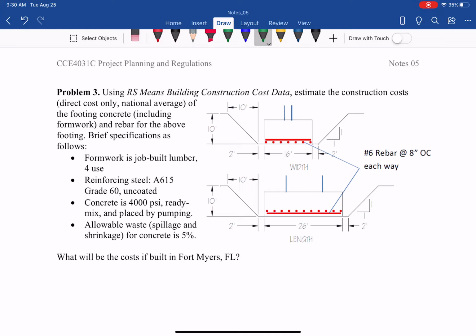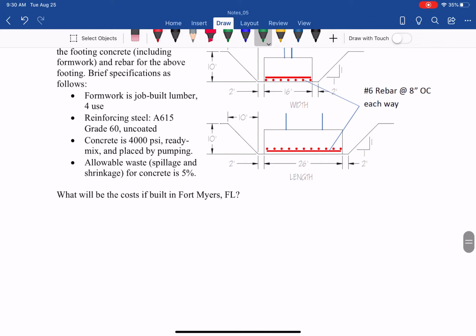So that is the problem. As you can see, to estimate the cost, there are 2 components we need to determine. The first is the quantity, and the second one is the unit cost. In this video, we focus on the quantity, and in the next video, we will go over the unit cost and the total cost of the question asked in this problem 3. So let's talk about the quantity first.